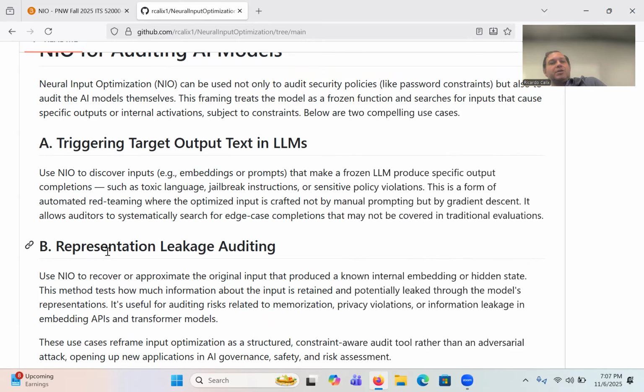So use NIO to discover inputs, e.g. embeddings or prompts, that make a frozen LLM produce specific output completions. Remember that because you're trying to optimize the input, you will freeze the neural network, in this case the whole LLM, so it's not updated. The completions could be such things as toxic language, jailbreak instructions, or sensitive policy violations. This is a form of automated red teaming where the optimized input is crafted not by manual prompting, but by gradient descent.